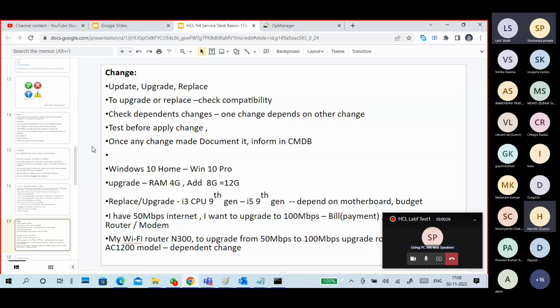Before you change anything, compulsorily know whether you have taken permission, tested your changes, and checked dependency changes, compatibilities, and the effect on other things also. Okay. Once you have made a change, document it and inform other teams, and so on.